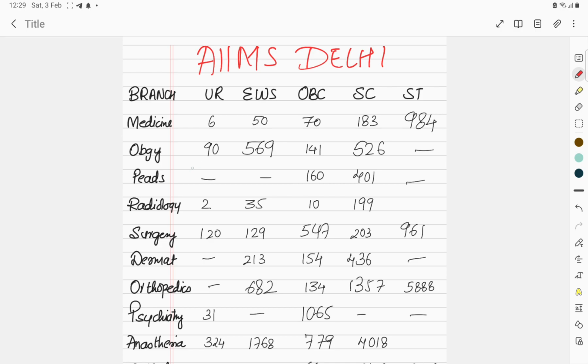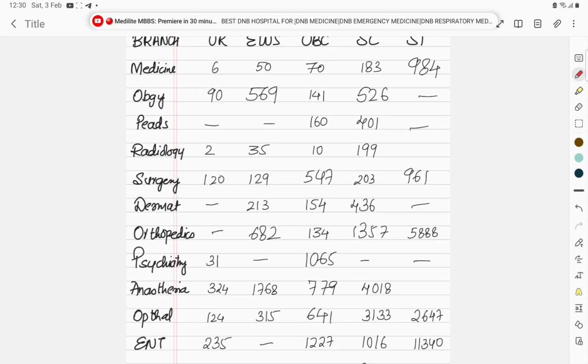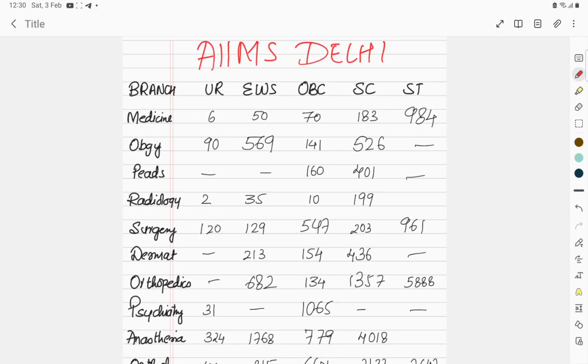For OPGY, it was for UR candidate 90, EWS 569, OBC 141, SC 526. PEETS, OBC is 160 and SC 401. For radiology, the UR candidate rank who got the seat is 2. For EWS, it was 35. For OBC, it is 10.